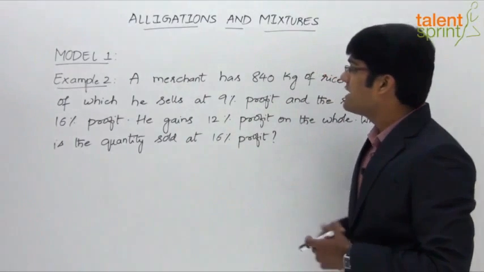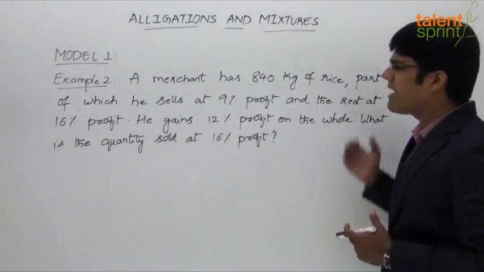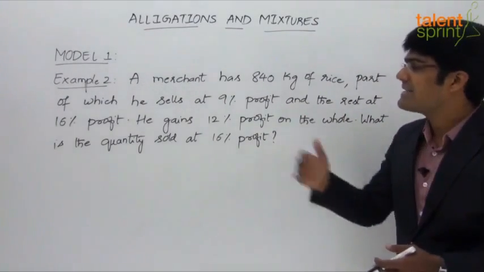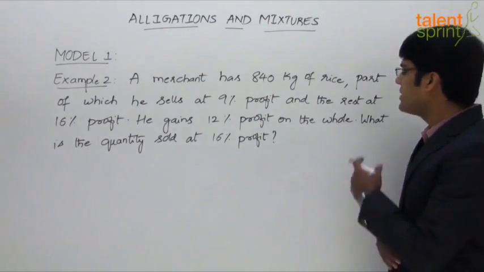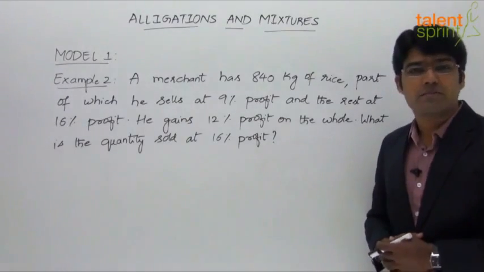The question here is, a merchant has 840 kg of rice, part of which he sells at 9% profit and the rest at 16% profit, and he gains 12% profit on the whole. So what is the quantity sold at 16% profit?